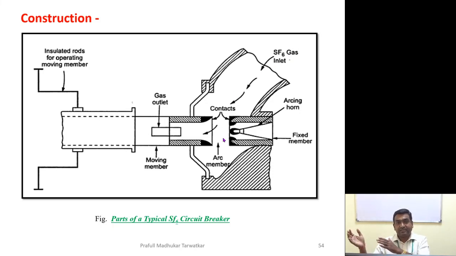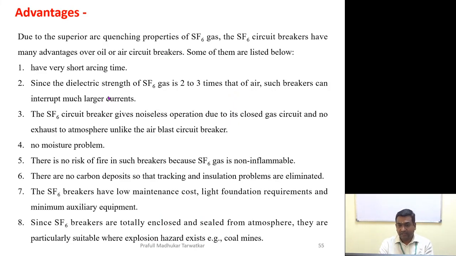There is a separate chamber in which the SF6 gas is stored, and after every operation of the circuit breaker, the inside pressure of the SF6 gas has to be maintained. So the compressor will help you out in maintaining the required amount of pressure inside the chamber. Here are the advantages of the same.